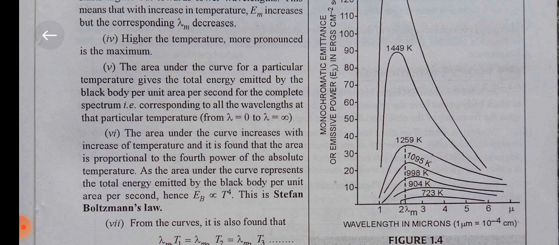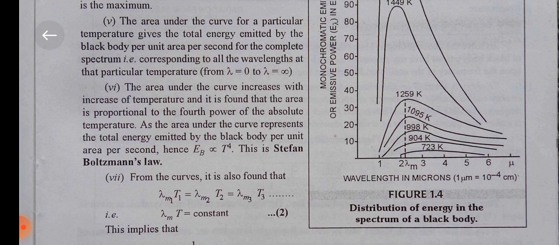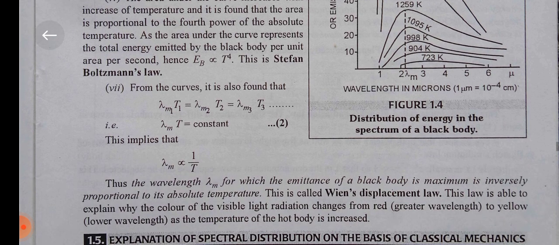The area under the curve for a particular temperature gives the total energy emitted by the black body per unit area per second for the complete spectrum, that is, corresponding to all the wavelengths at that particular temperature. The area under the curve increases with increase of temperature, and it is found that the area is proportional to the fourth power of absolute temperature. As the area under the curve represents the total energy emitted by the black body per unit area per second, hence it is directly proportional to T raised to power 4. This is Stefan-Boltzmann law.